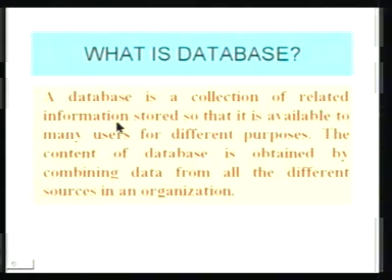And what is a database, you know that. I will just quickly give you the definition. What is a database? Database is a collection of related information. It's different from a file system. You must understand the difference. We started with file systems, now we have come to databases. A database is a collection of related information stored so that it is available to many users for different purposes. The content of a database is obtained by combining data from all the different sources in an organization. So this is called a database.